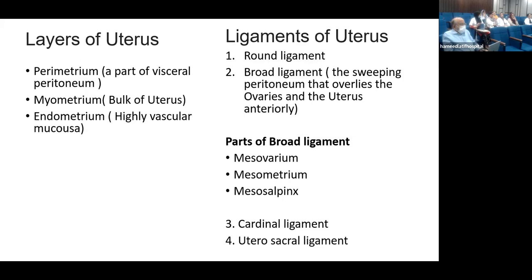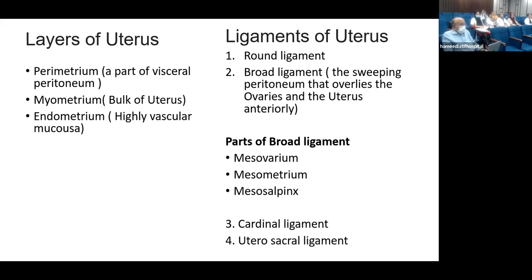Then there are the ligaments of the uterus. The ligaments of the uterus include the round ligament, which is a remnant of the gubernaculum, and the broad ligament, which is a sweeping peritoneum that overlies the uterus and the ovaries anteriorly. The broad ligament is further divided into three parts: mesovarium, mesometrium, and the mesosalpinx.